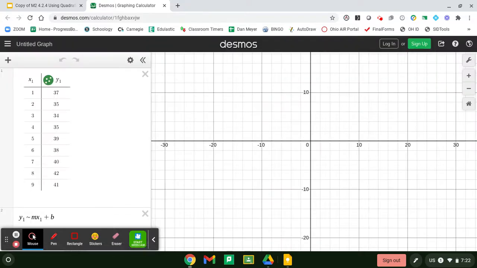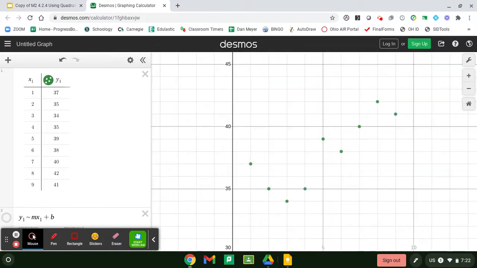So what you need to do, I've already done it for you, but if you go to Desmos, you're able to click on the plus sign at the very top on the left side, right under where it says Untitled Graph. You click on that and then you can insert a table. So you see it right there. I've already done it for you. Here's the table from the warm-up, and if I go to plot it, it's going to look like that. That's definitely a scatter plot.